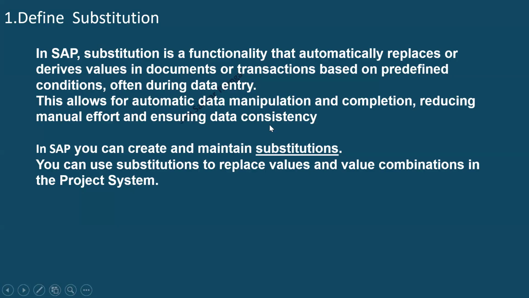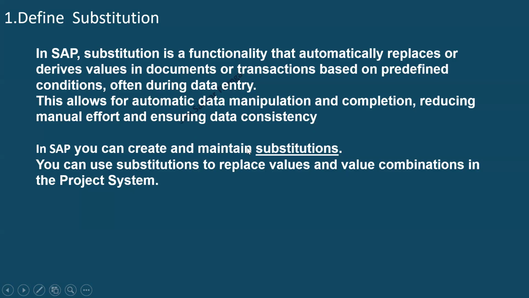So we have to do this by using the substitution at the level 1 WBS element, where the automatic billing element must be enabled. Those are the two examples: one is profit center, another one is enabling the billing element checkbox. So in SAP, you can create and maintain substitutions. You can use substitutions to replace values and value combinations in the project system.